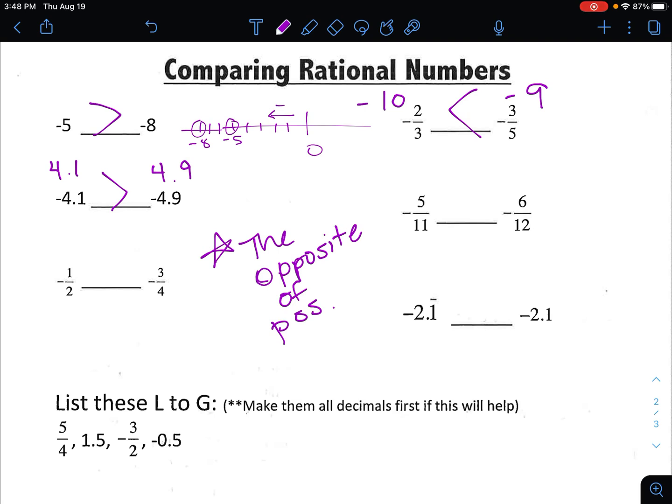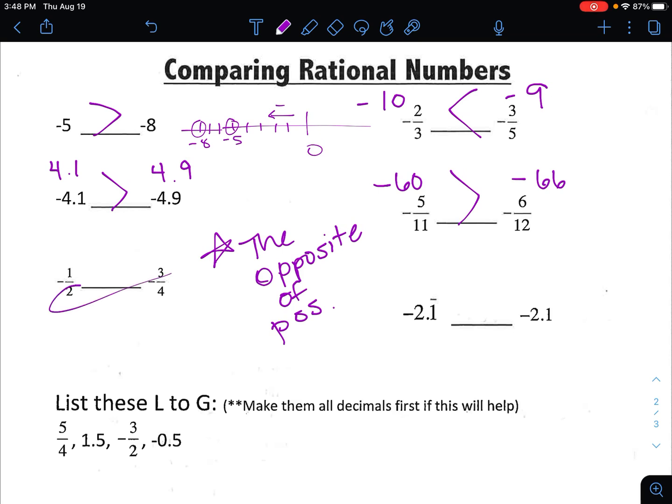Now 11 times, we're going to do the same thing right here. 11 times 6, that's 66, but it's negative. 12 times 5 is 60, but it's negative. If these were positive, 66 would be bigger. Think money, you want $66 more than you want $60. But it's negative, and therefore this one's bigger, meaning it's not as far to the left on the number line, like this.